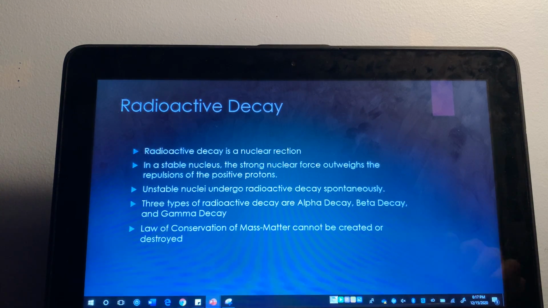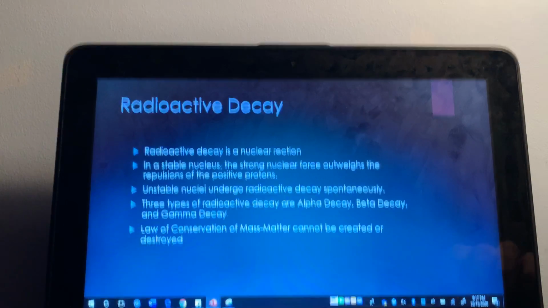Now, when we're doing the reactions, it's important to understand the law of conservation of mass, which states that matter cannot be created or destroyed. When applied in chemistry, it means that the amount of mass on one side of the equation must be equivalent to the mass on the other side. So when we're showing radioactive decay, the element we start with has to have the same mass as the element and whatever is released that we end up with.